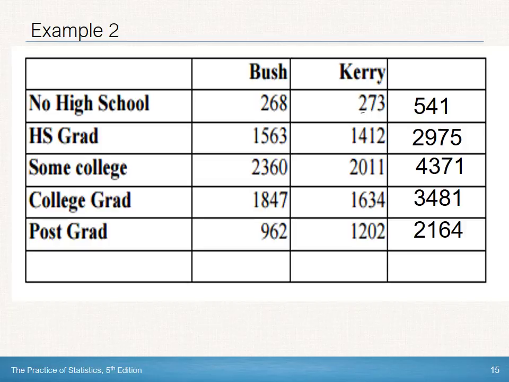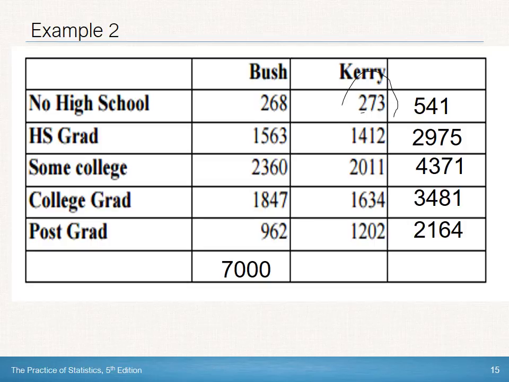Okay. Now we're going to add up all of the Bush voters and get our total down at the bottom. So 268 plus 1563, 2360, 1847, 962. You add all of those up and we should get a total of 7,000.